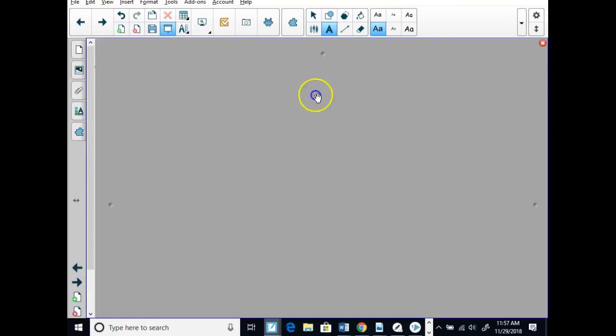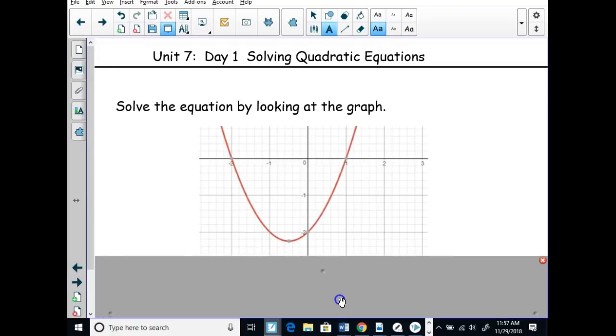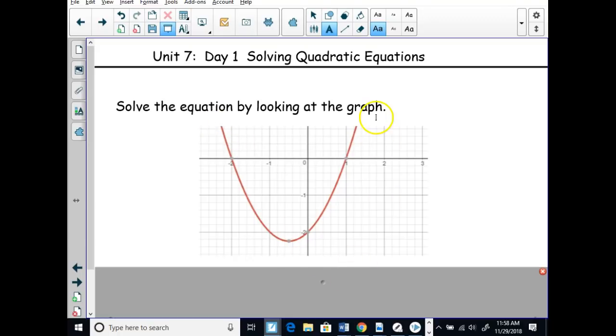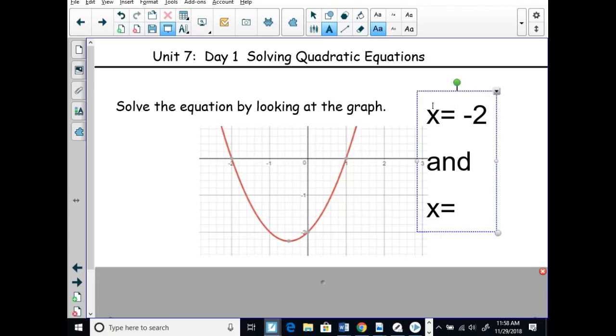So knowing what we know about x-intercepts, what I want you to do right now is sketch this graph. You have x-intercepts at -2 and 1, and a y-intercept at -2. You need to be able to identify the solution to the equation. How do I know what the solution to the equation is? It's the x-intercepts. x is going to be equal to -2, and x is equal to 1. That's all you're doing today. Well, that's part of what you're doing today, excuse me.